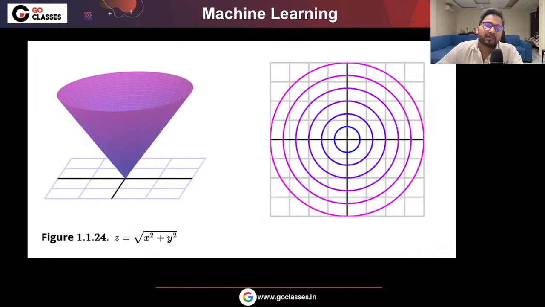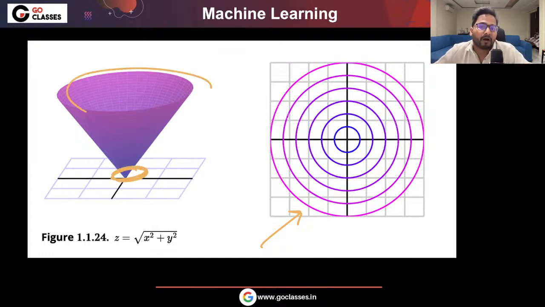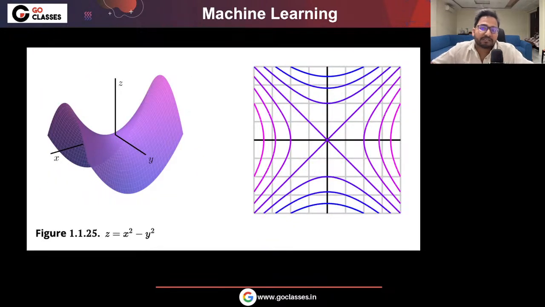So basically, these are called contours, and they are nothing but cuts. You're taking a cut, that is just a contour. So here we are getting inner circles for the smaller value of z, and outer circles for the higher value of z. Okay, this is another graph.